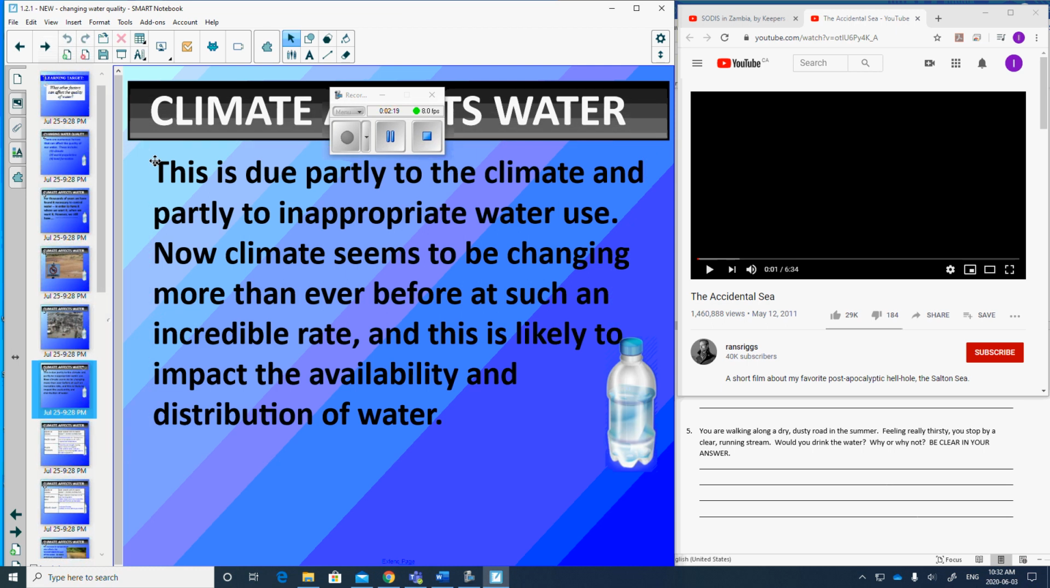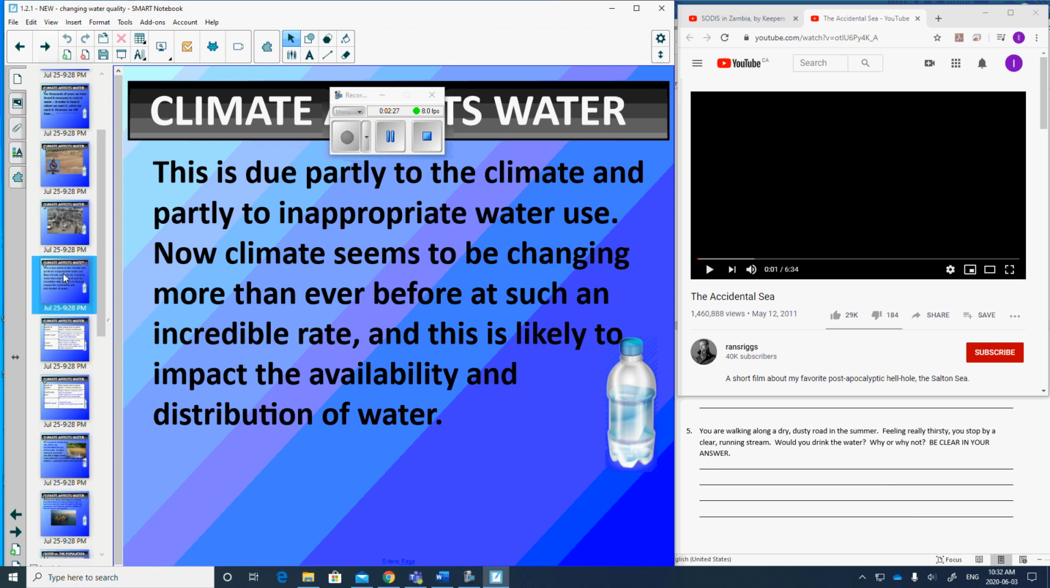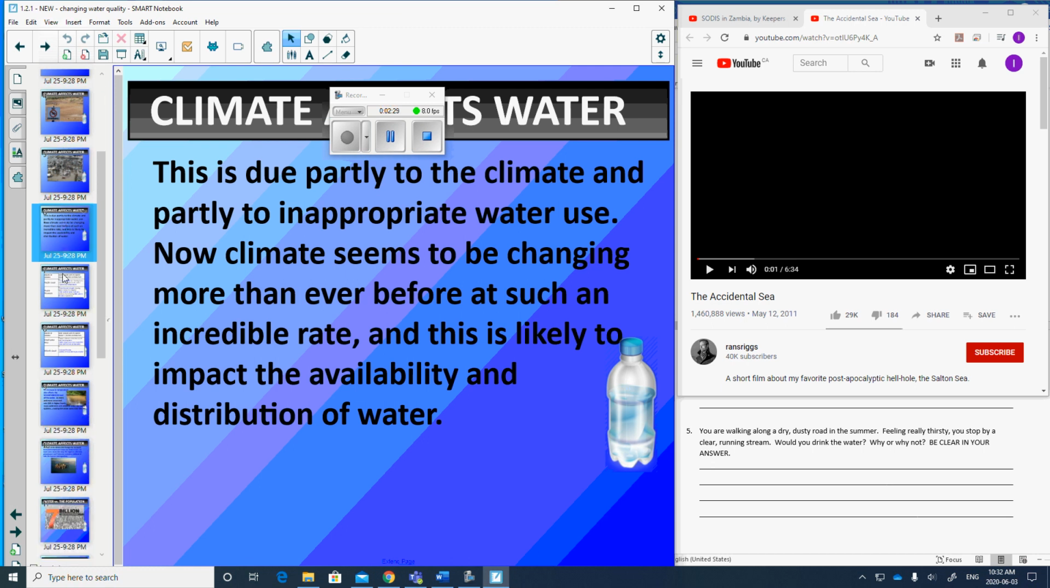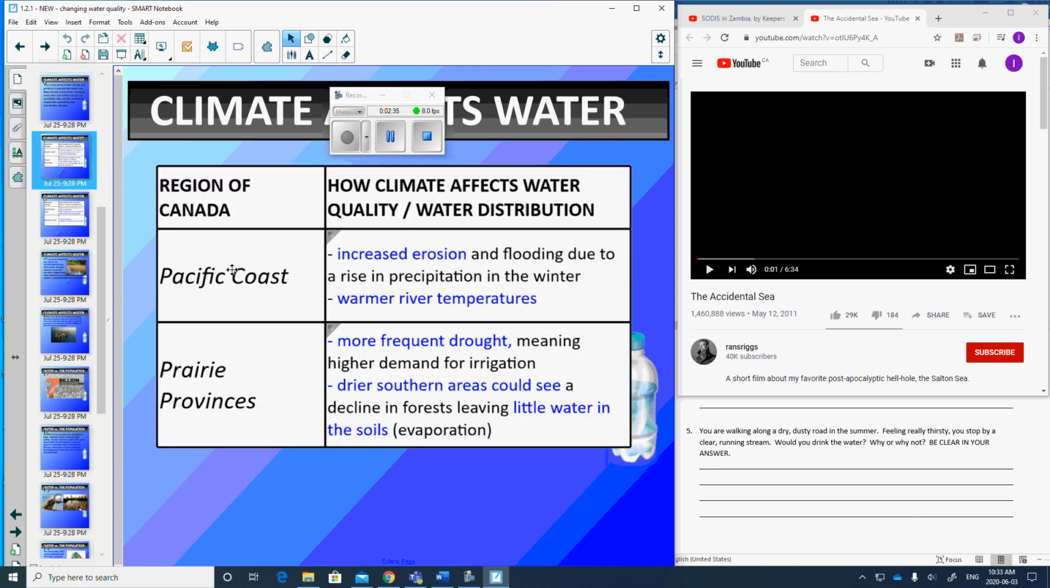Part of the reason we run into water challenges, sometimes it's climate, sometimes it's inappropriate water usage. Now, climate seems to be changing more than ever at such an incredible rate. This is likely to impact the availability and distribution of water. These are some ways it's going to affect these regions around Canada. On the Pacific coast, as we get warmer temperatures and more precipitation, we're going to get more erosion and warmer river temperatures, as we get increased precipitation and warmer temperatures around the world. In the prairie provinces, increased temperatures means more frequent drought. Drier southern areas could see a decline in forests.